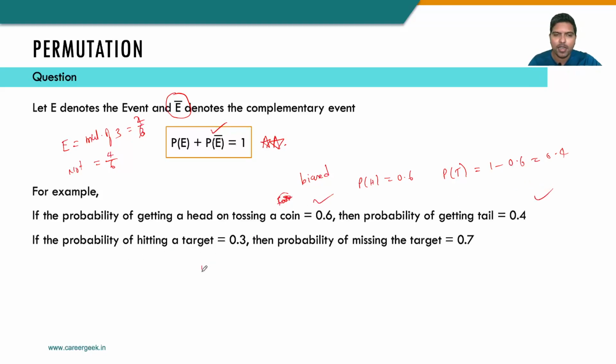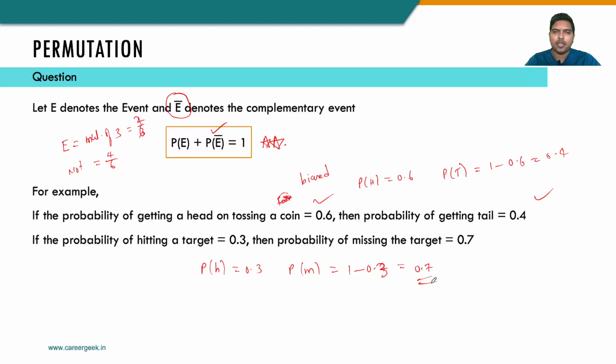Similarly, if probability of hitting a target is 0.3, there's only one more outcome, which is missing the target. That is 0.7.